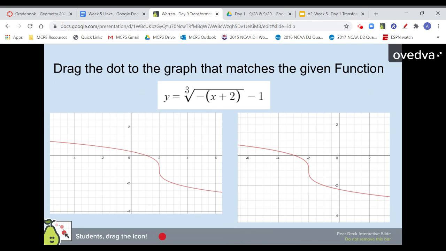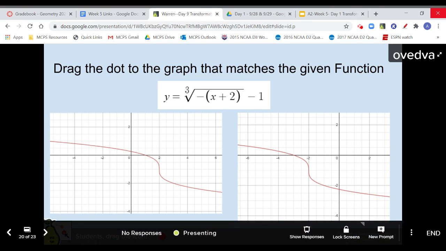Okay. Awesome. So that is basically the video. So hopefully that was helpful and you feel much more comfortable now in terms of both graphing and identifying the transformations of radical functions, or in other words, square root and cube root functions.